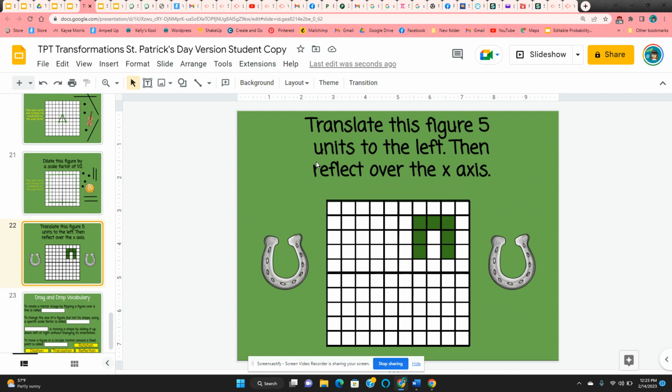And then finally, they're going to translate this figure and then reflect it. So they've got 2 transformations. They're going to translate this 5 units to the left and then reflect it over the x-axis.